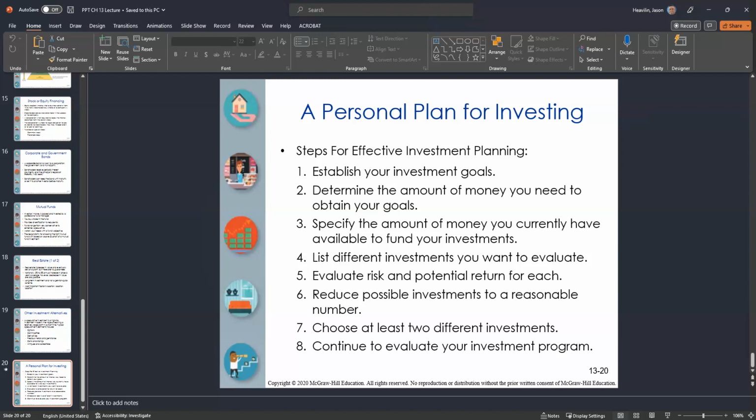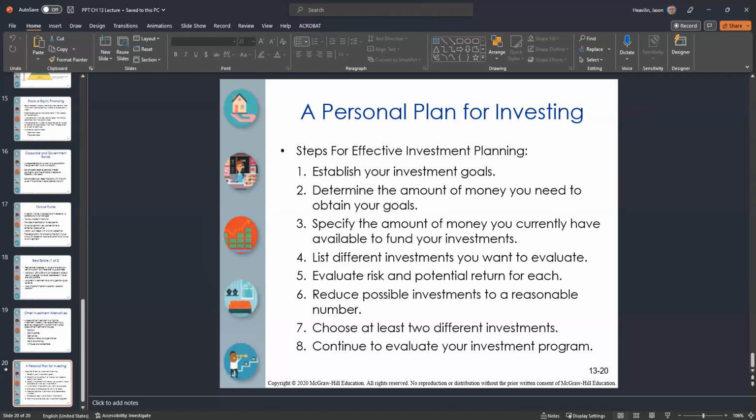Evaluate risk and potential return for each. This goes back to risk versus return. As we said, higher risk means higher return, but there is an optimal point, because after that, you run into speculation, and then the risk is too much considering the potential return. Reduce possible investments to a reasonable number. That just means that as you're picking and choosing your investments, you want to start narrowing it down. These are the ones I'm comfortable with. Reasonable numbers, you don't want to all of a sudden find yourself trying to choose between 75 different portfolios.